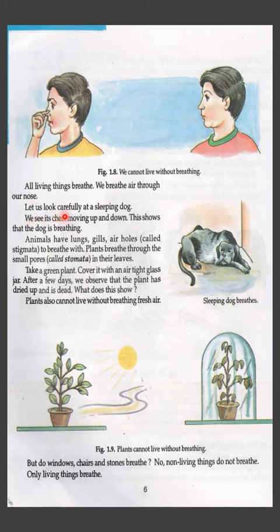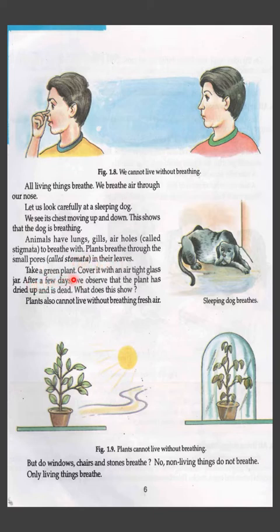Let us look carefully at a sleeping dog. We see its chest moving up and down. This shows that the dog is breathing. Animals have lungs, gills, or air holes called spiracles to breathe with. Plants breathe through the small pores called stomata in their leaves.